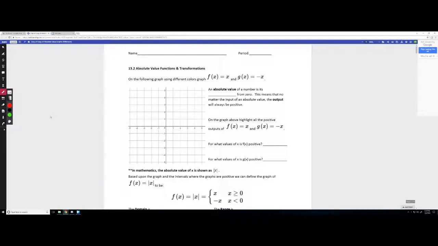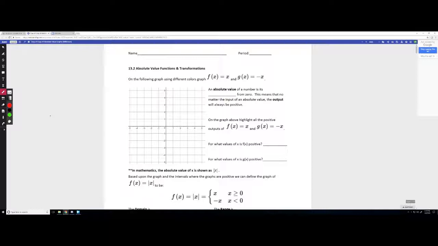Hi guys. So we're starting off with 13.2 absolute value functions and transformations. Now, we're going to start off talking about what absolute values are and the relationship between input and outputs, and then the definition of the absolute value itself. So let's look at the first conversation piece.